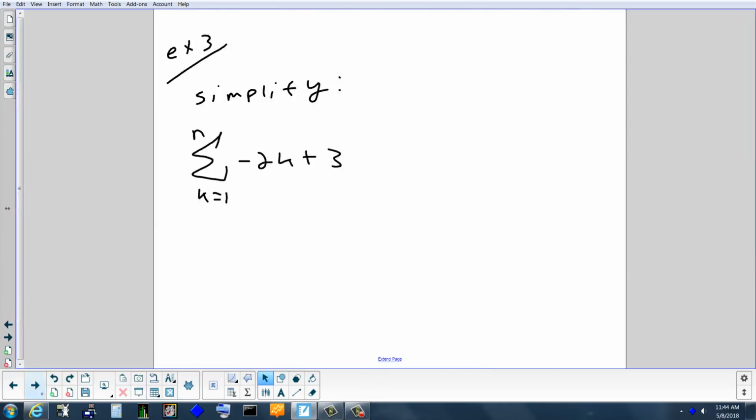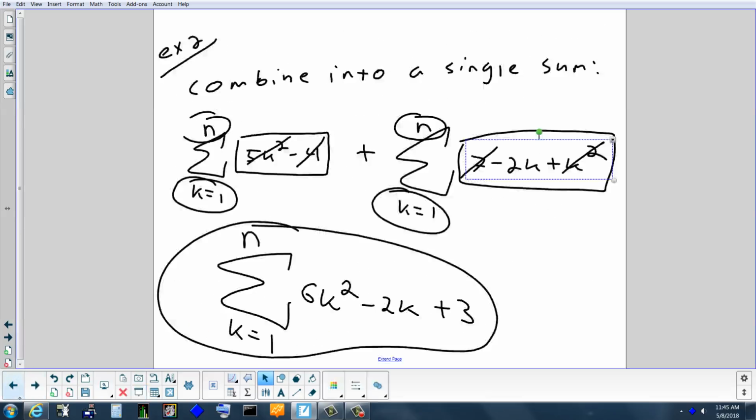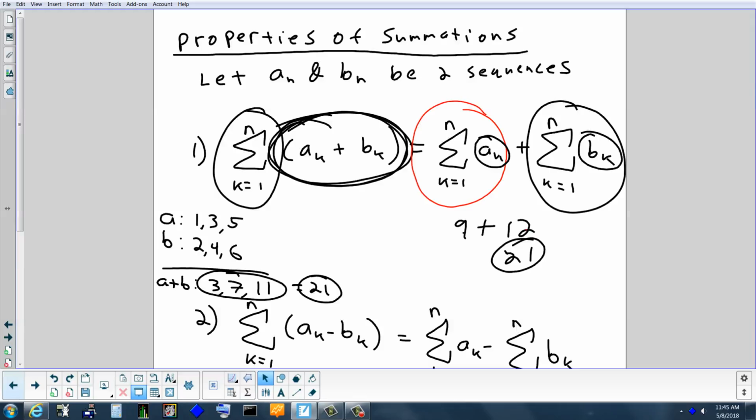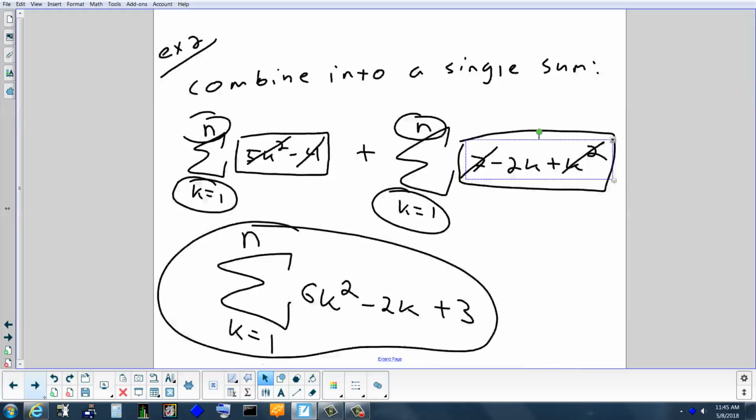All right. So I want to simplify that. It's the sum from k equals 1 to n of negative 2k plus 3. So the way to do this is to separate it using, where's the rule? Right here. If you have 1, separate it into 2. Okay, 2 separate problems.